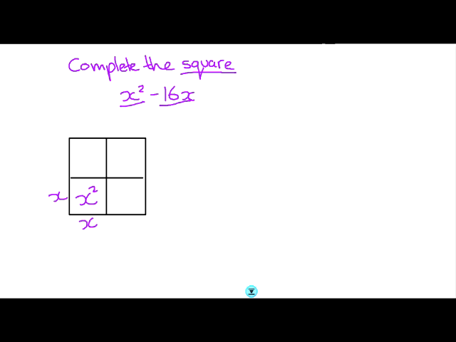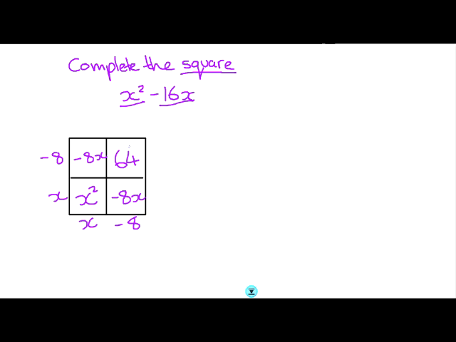Now this second term is 16x, and I have to put this inside the square as well, but because it's a square they need to be equal length. So I half that number and I put one in there and one in there. So you can see I've got x squared minus 16x just like the question. Now that would clearly have to be minus 8 and minus 8 to give us those cells. Now you should be able to see that there is a cell or a part of this square that's missing and needs completing. And if we complete that we get 64.